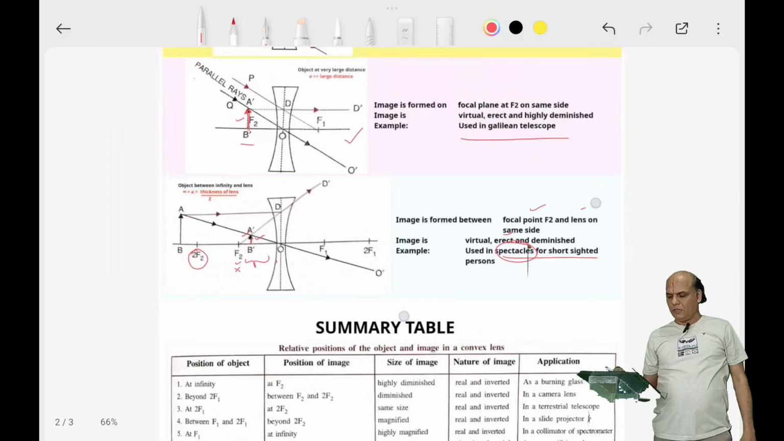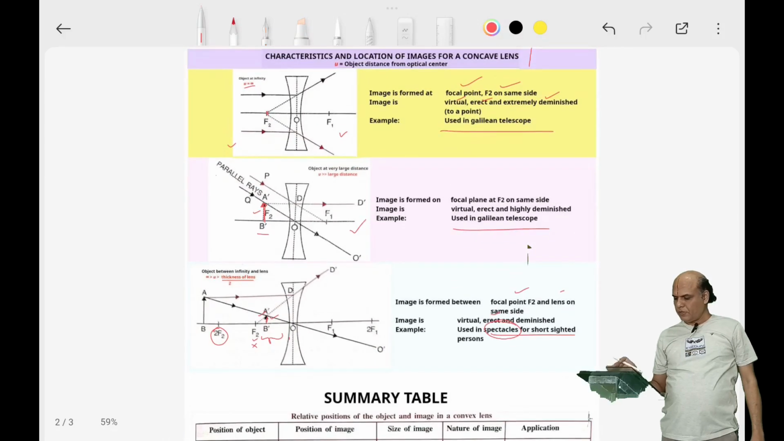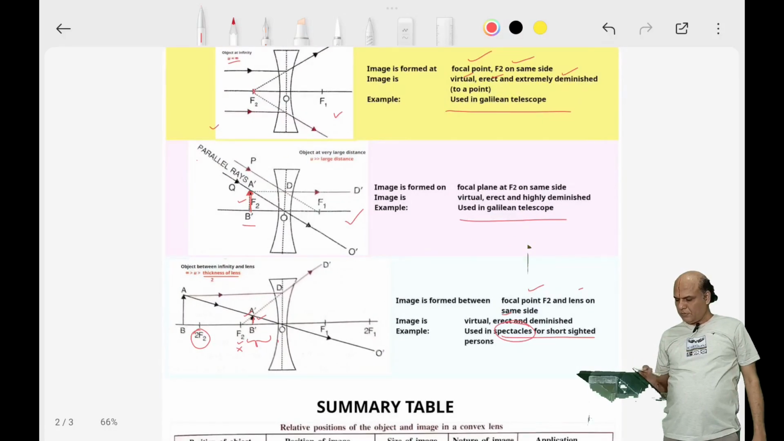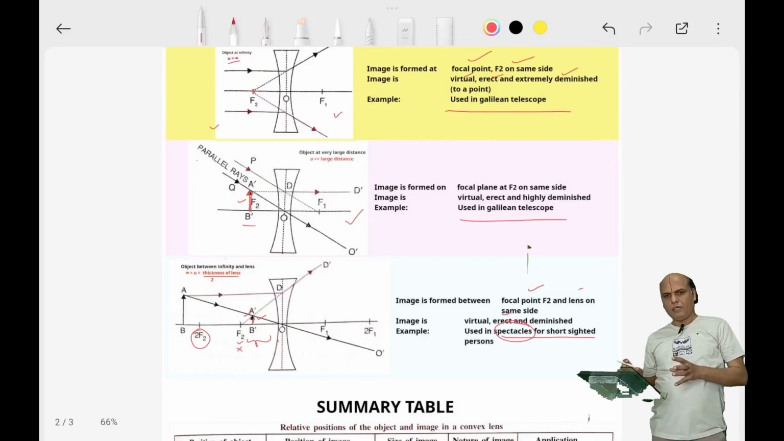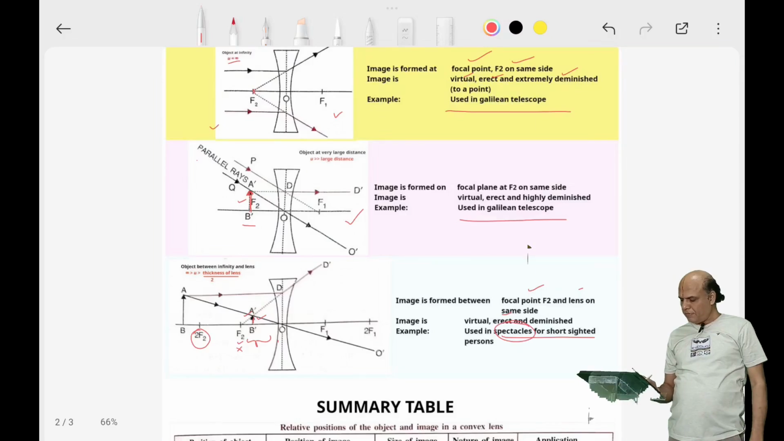So in summary, before we go for the summary: in a concave lens, when the object is placed at any distance, the image is always formed between the focal point and the lens. Even if you move the object to F2 or between F2 and 2F2, the image is always formed between the focal point and lens. That is the reason why we are considering just this one case.